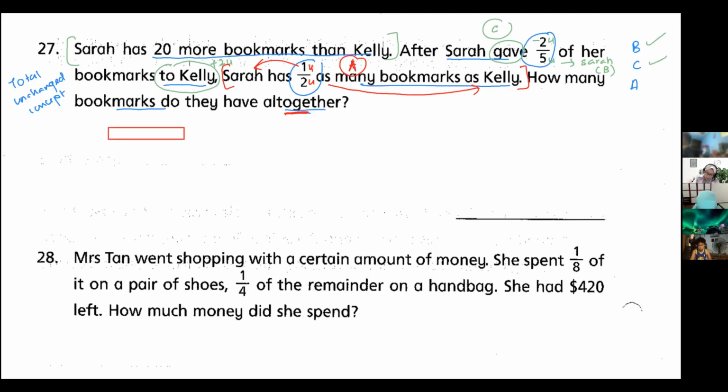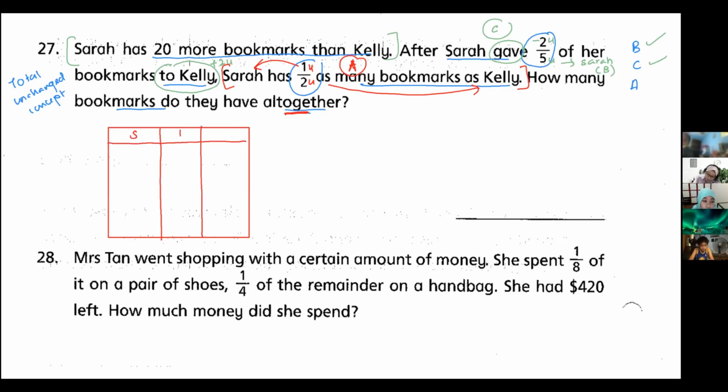Let's draw out the table. Cut it up into 3 columns because there's a total: Sarah, Kelly, and total. Before, change, after. Then we put in the information. For the before, Sarah has 20 more bookmarks than Kelly. So Sarah minus Kelly equals 20. There's a minus there. However, I do not know what Kelly has, so leave it blank first.